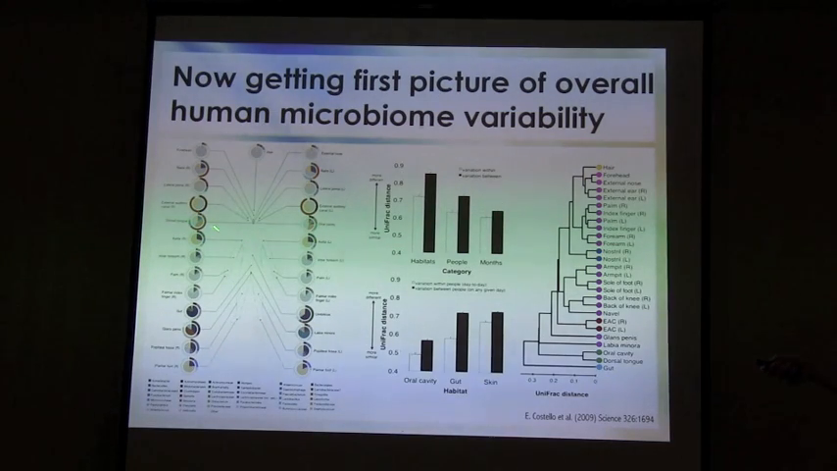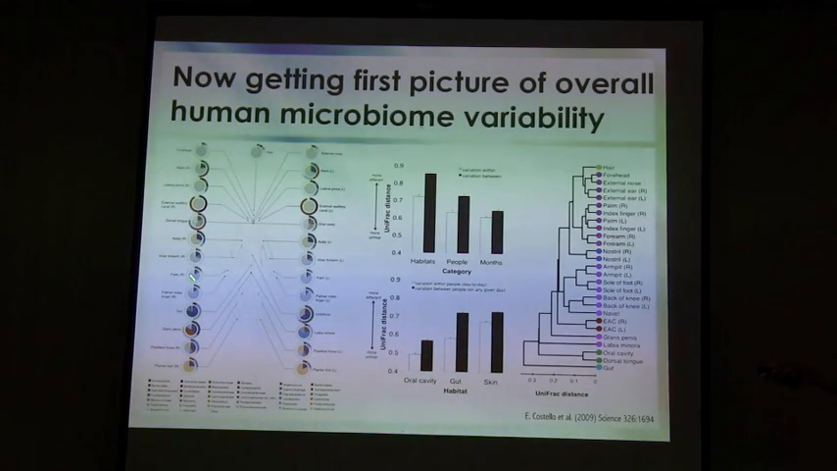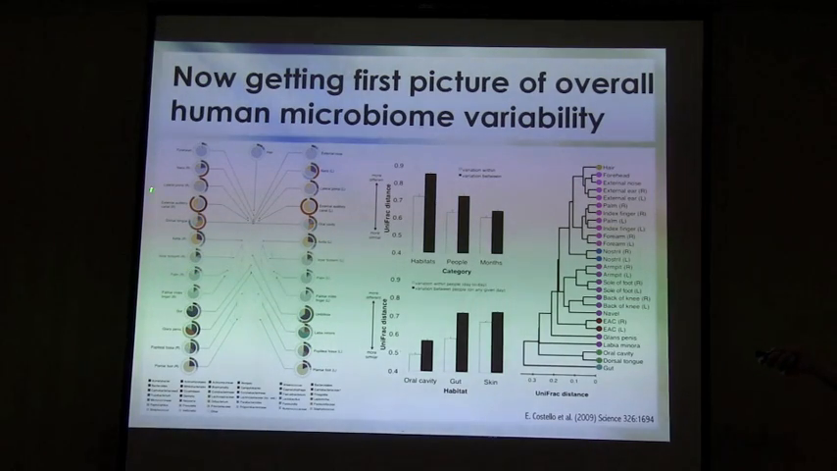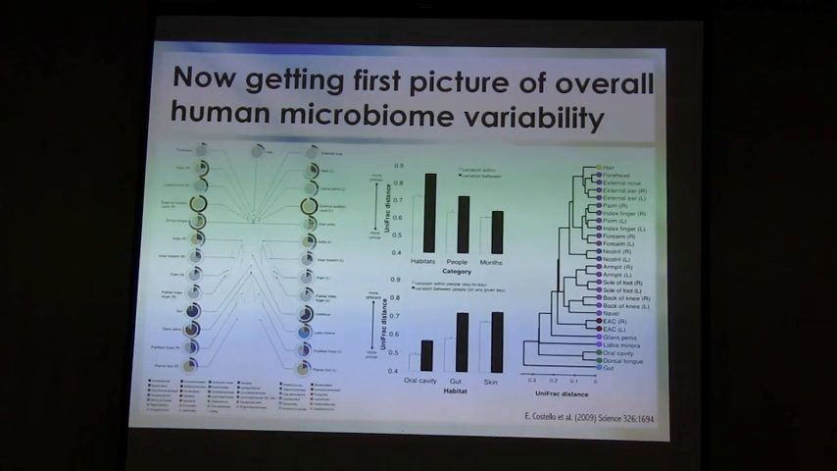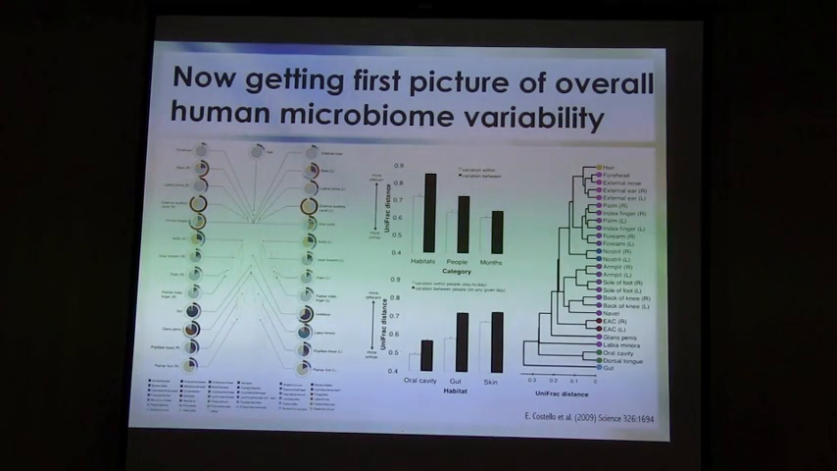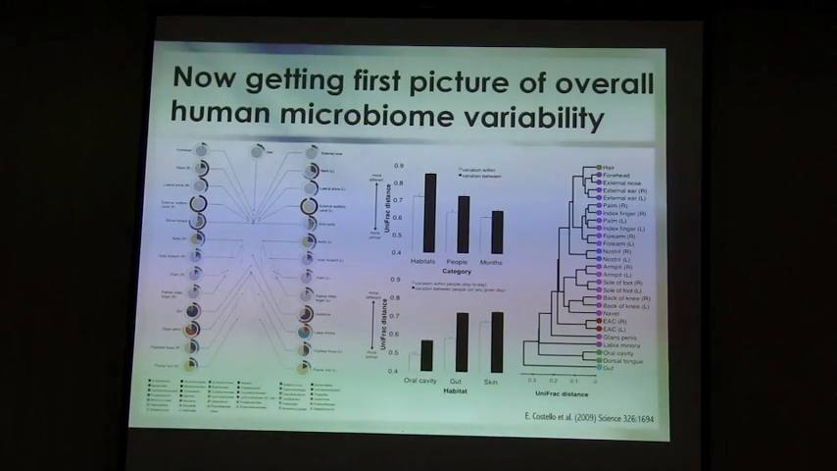So what these pie charts represent, I don't expect you to read the taxa, but just notice that the colors in different places are completely different. So the skin on different parts of the body has radically different microbial communities, and so you probably want to look at multiple sites on the same person in order to get a good picture of what's on the skin.